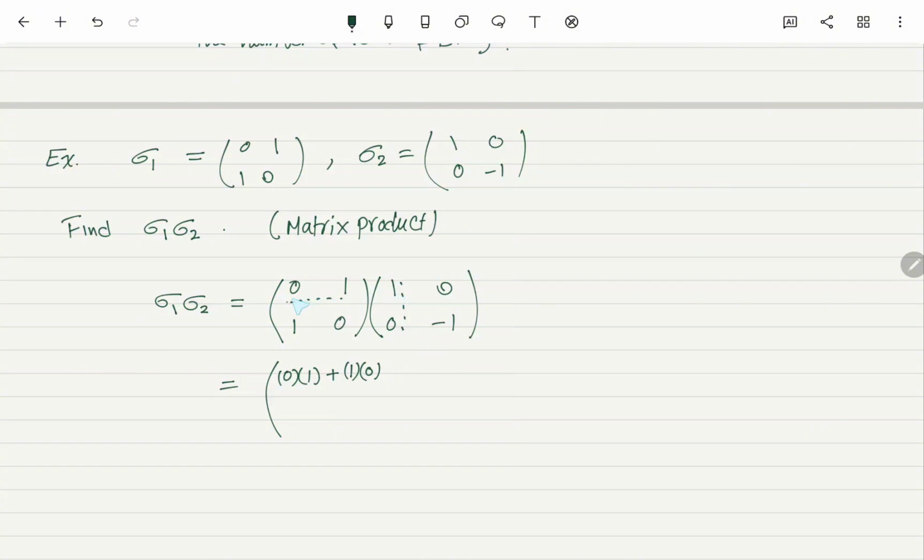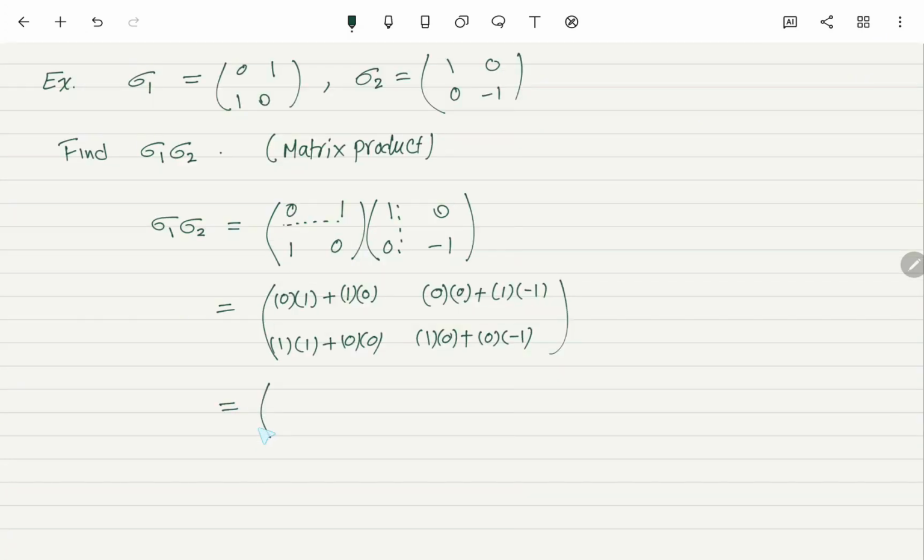Now, the second element is the first row with the second column. In this case, 0 times 0 plus 1 times minus 1. Again, 1, 0 with 1, 0, so this row with the first column: 1 times 1 plus 0 times 0. And the last term is the second row with the second column, which is 1 times 0 plus 0 times minus 1. For that reason, the number of columns of the first matrix has to be the same as the number of rows of the second matrix. After all, this will be equal to 0, minus 1, 1, 0.